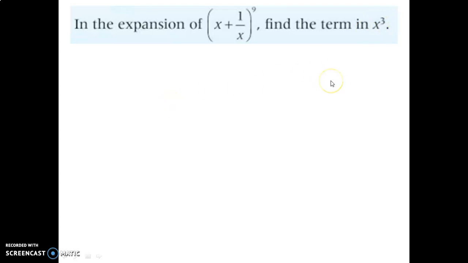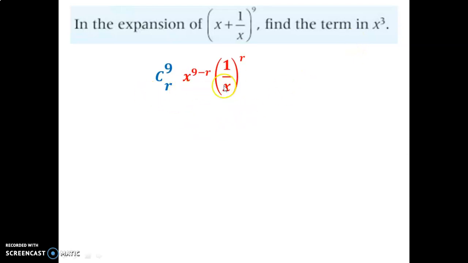All the other terms will have other powers of x, x to the fifth, x to the eighth, whatever. But one of those will have x cubed. And you're trying to find which term has x cubed in it. The long way to do this would be to expand this fully and check. But there's a quicker way. So let's see if you can figure it out first.